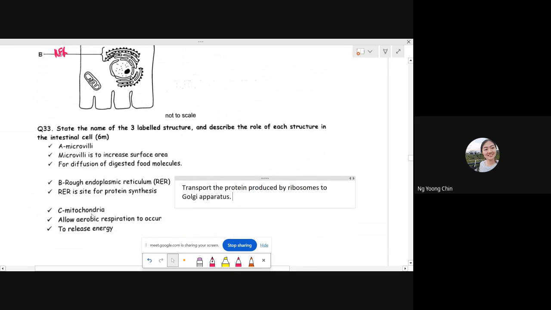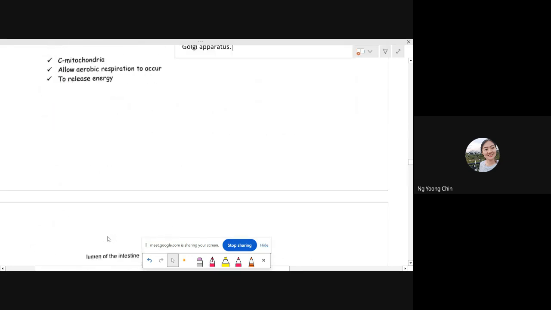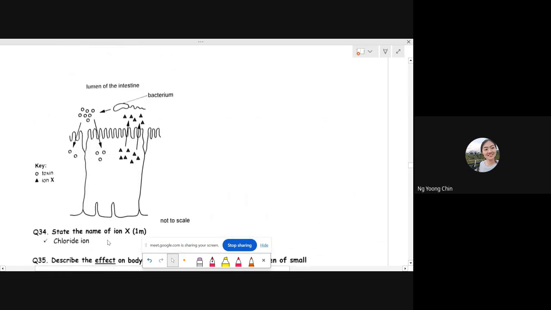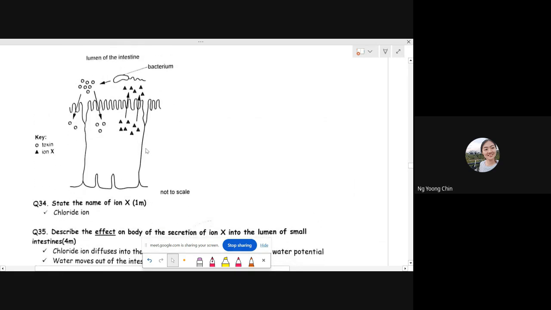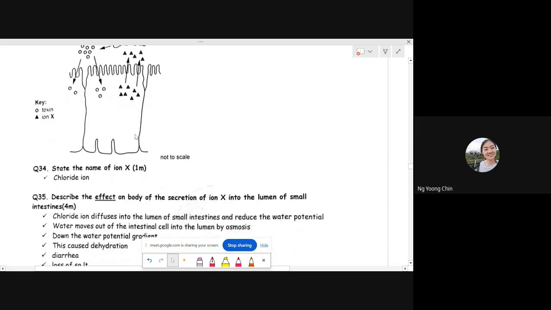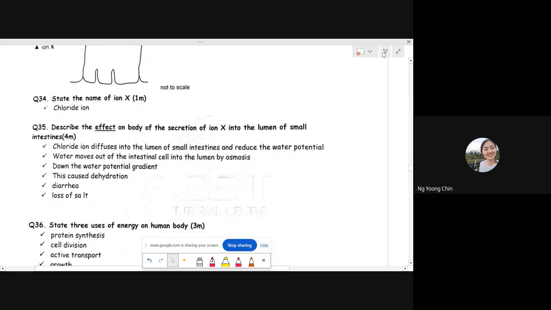And then mitochondria, they help in aerobic respiration to release energy to supply to our body cells. And then about this, this is an example of Vibrio cholerae, the image. So the ions, they refer to the chloride ions. Okay, so this is the definition. You should mention the keyword like chloride ions.